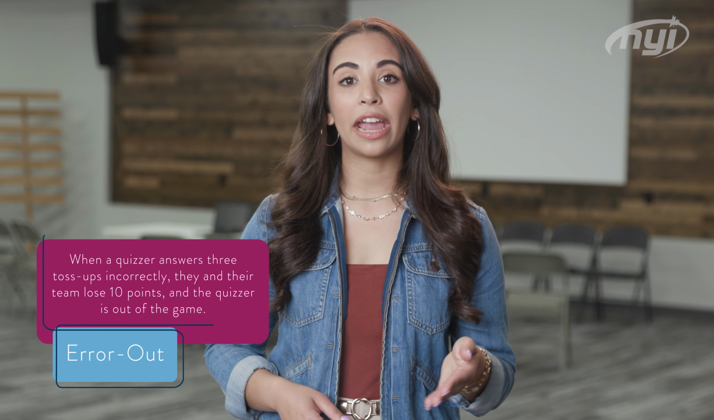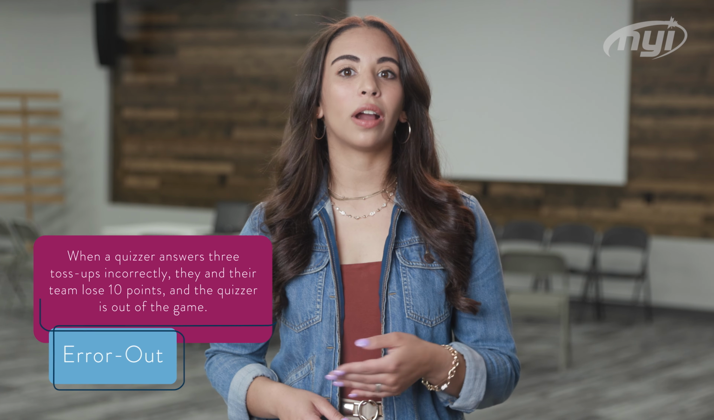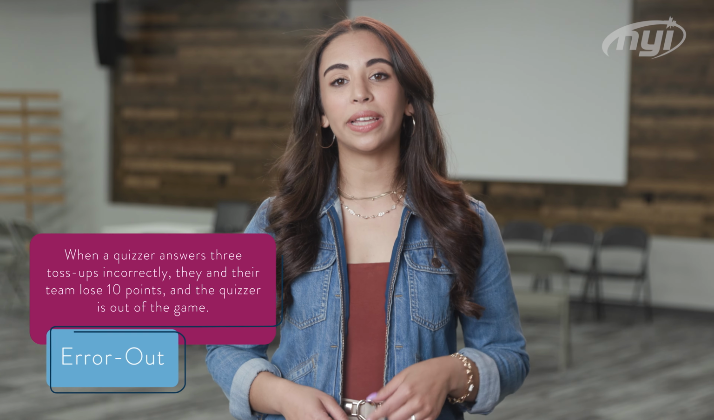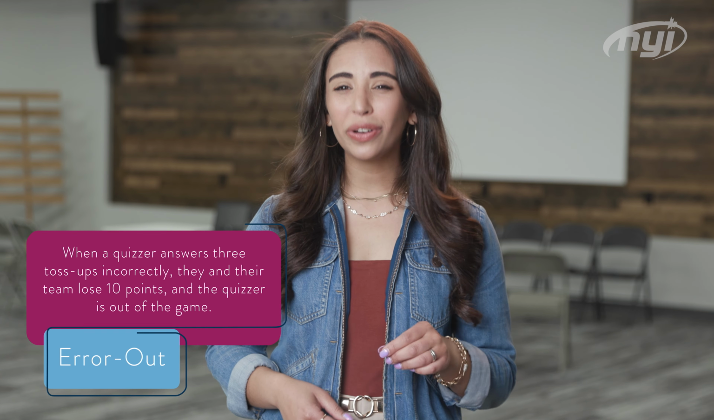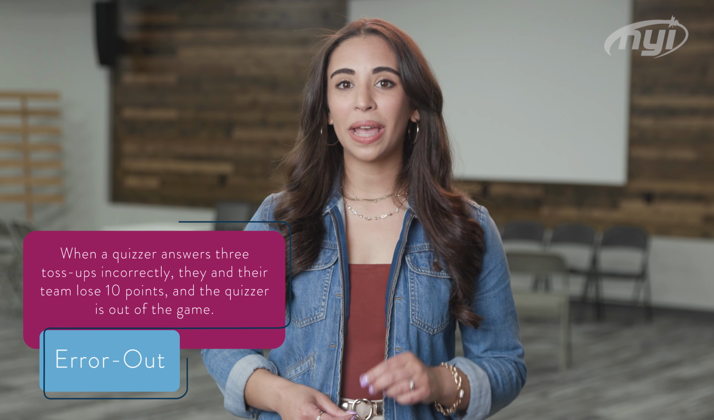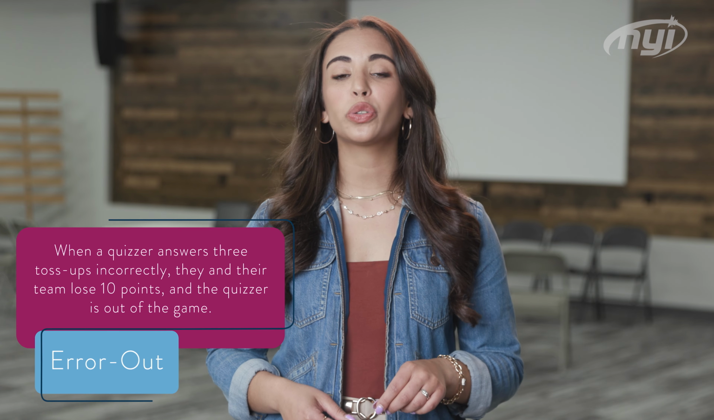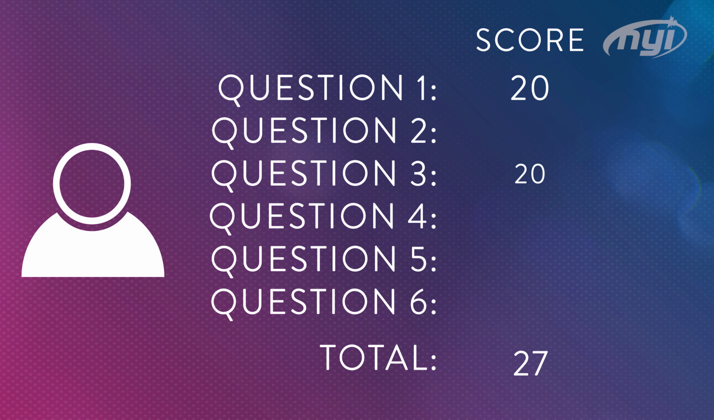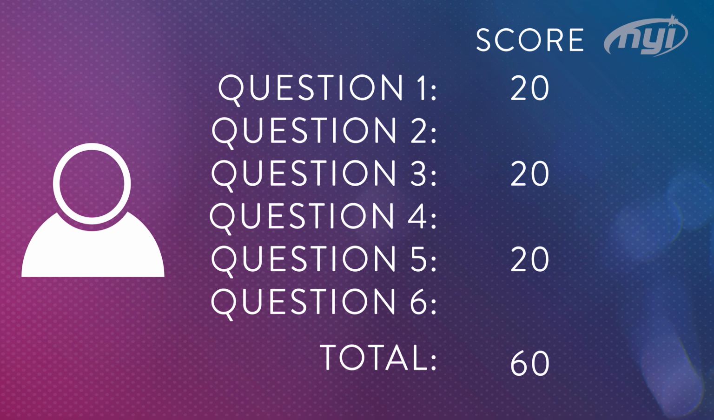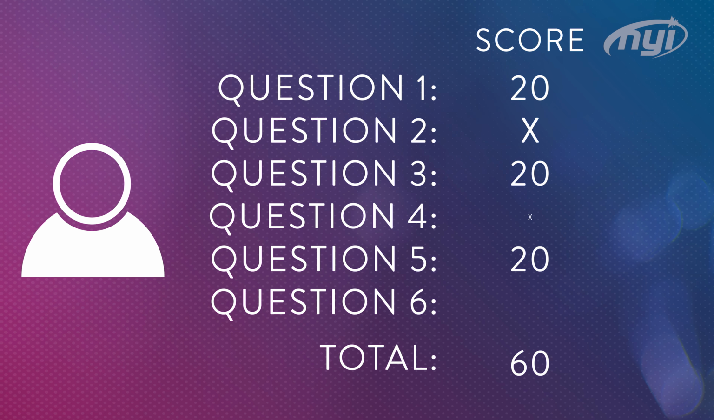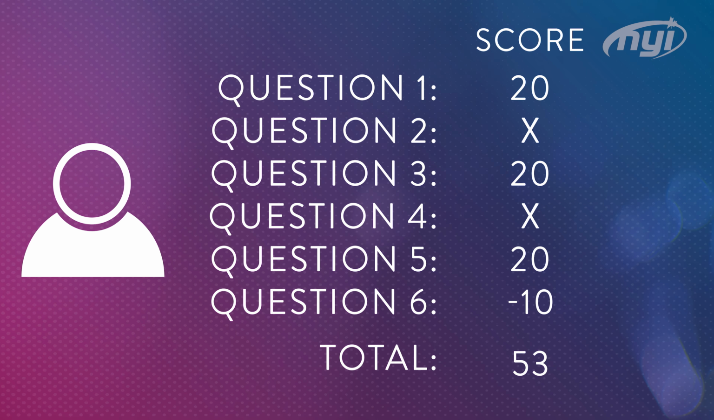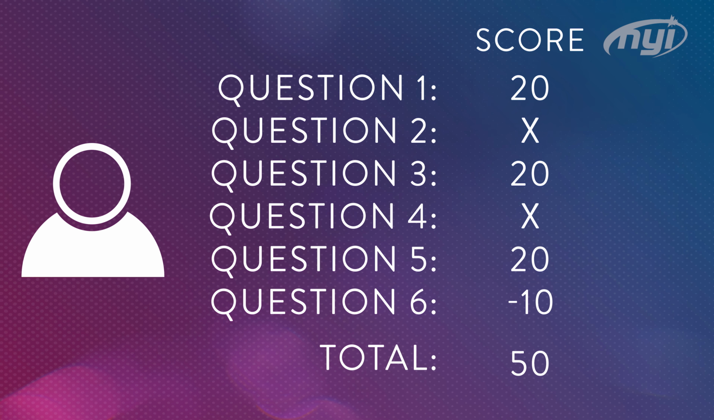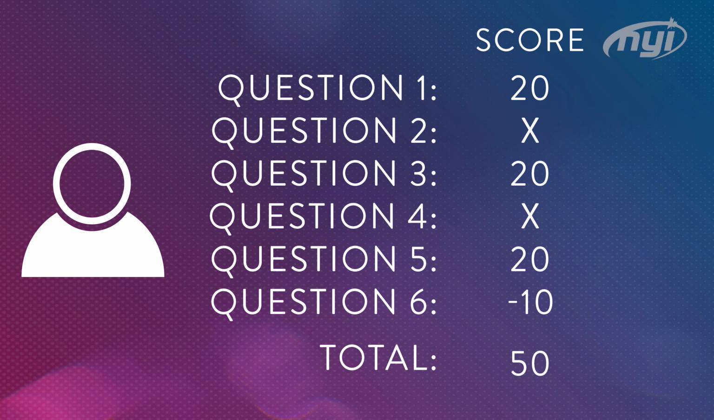This is called erring out or an error out. When this happens, the quizzer is now out of the game and these -10 points are counted in their personal score for the game. For example, if a quizzer answered 3 toss-up questions for 20 points each, but also made 3 errors for a -10 penalty, their personal score for the game is 50 points.